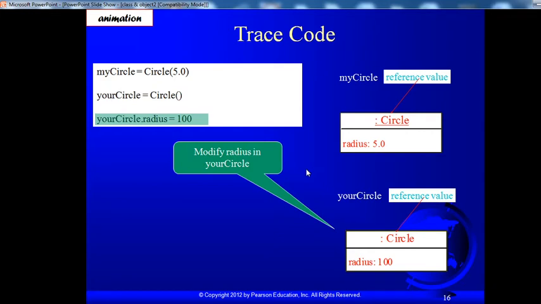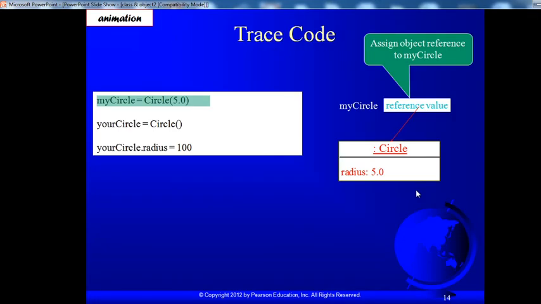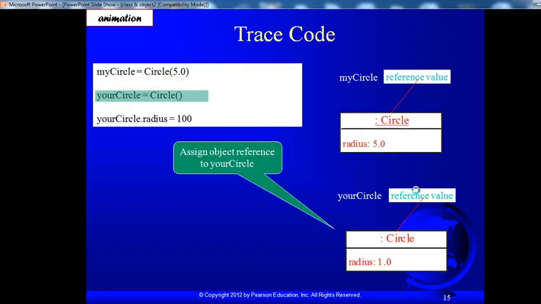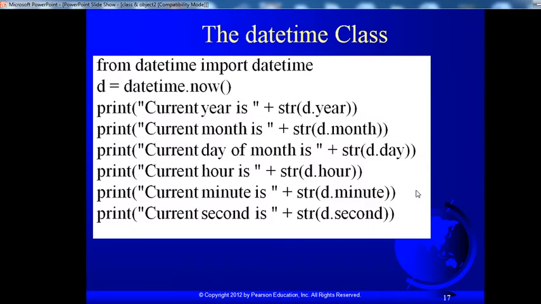Again jump to the third: modify the radius, your circle dot radius equals 100. Again modify that value, circle 100. Those are reference values. That means in the first case you assign the reference value radius 5, take that 5. Then for your circle, assigning value 1.0, take that 1.0, and finally assign the value 100, which is the updated value.